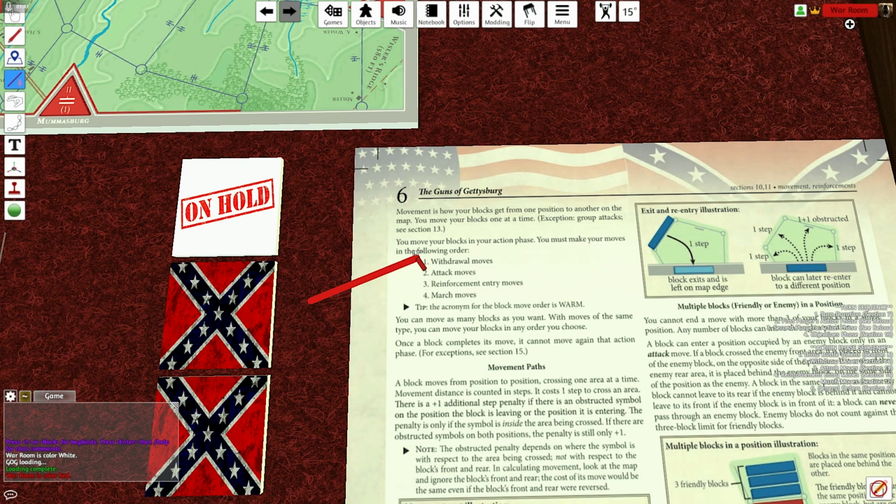You can move all your blocks during withdrawal moves or attack moves, or you could pick a few and do the withdrawal moves, and then the rest could do march moves, as an example. Reinforcement entry moves isn't really a move, but it's how we bring reinforcements onto the map.